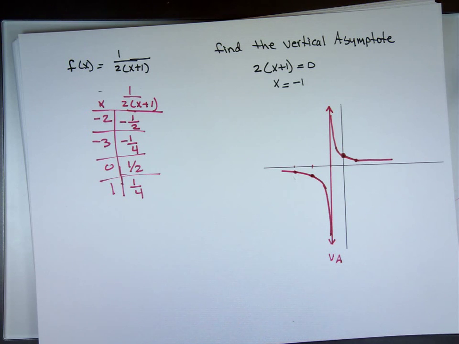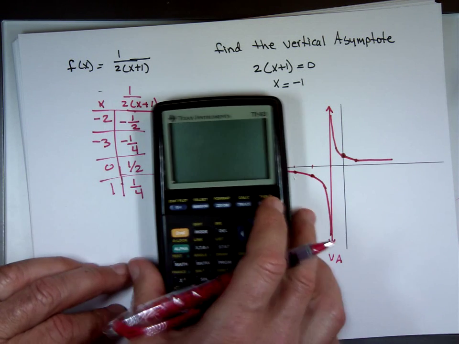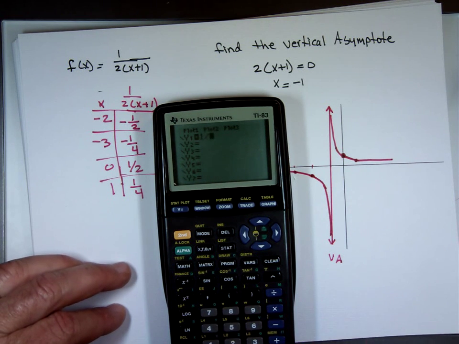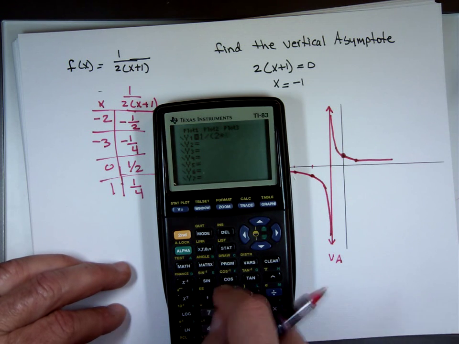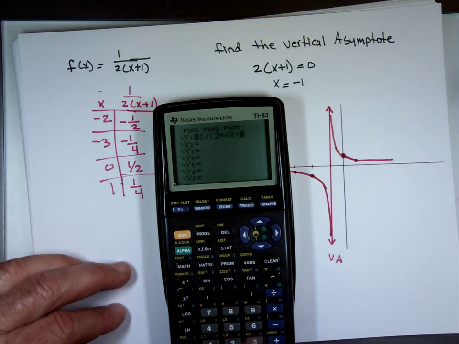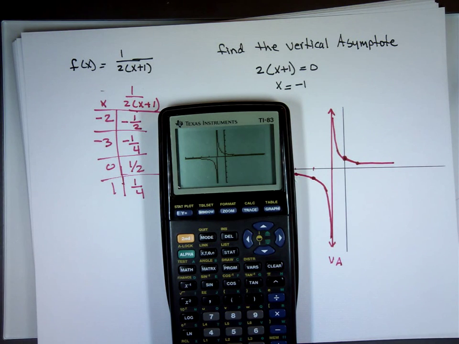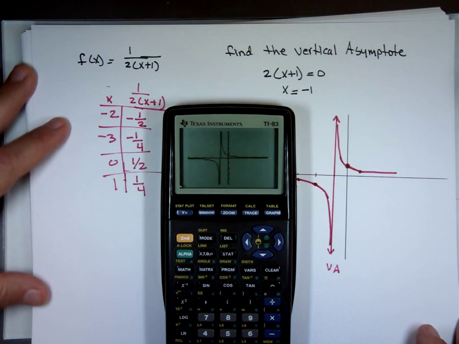If I go to my calculator right now, I bet you will get something very close to that. 1 divided by, parentheses, 2 times, another parentheses, x plus 1, close parentheses. Graph. Look at that. With 4 points, I managed to graph it. As you approach this line, you can't cross it. So it's an asymptote. You approach them.